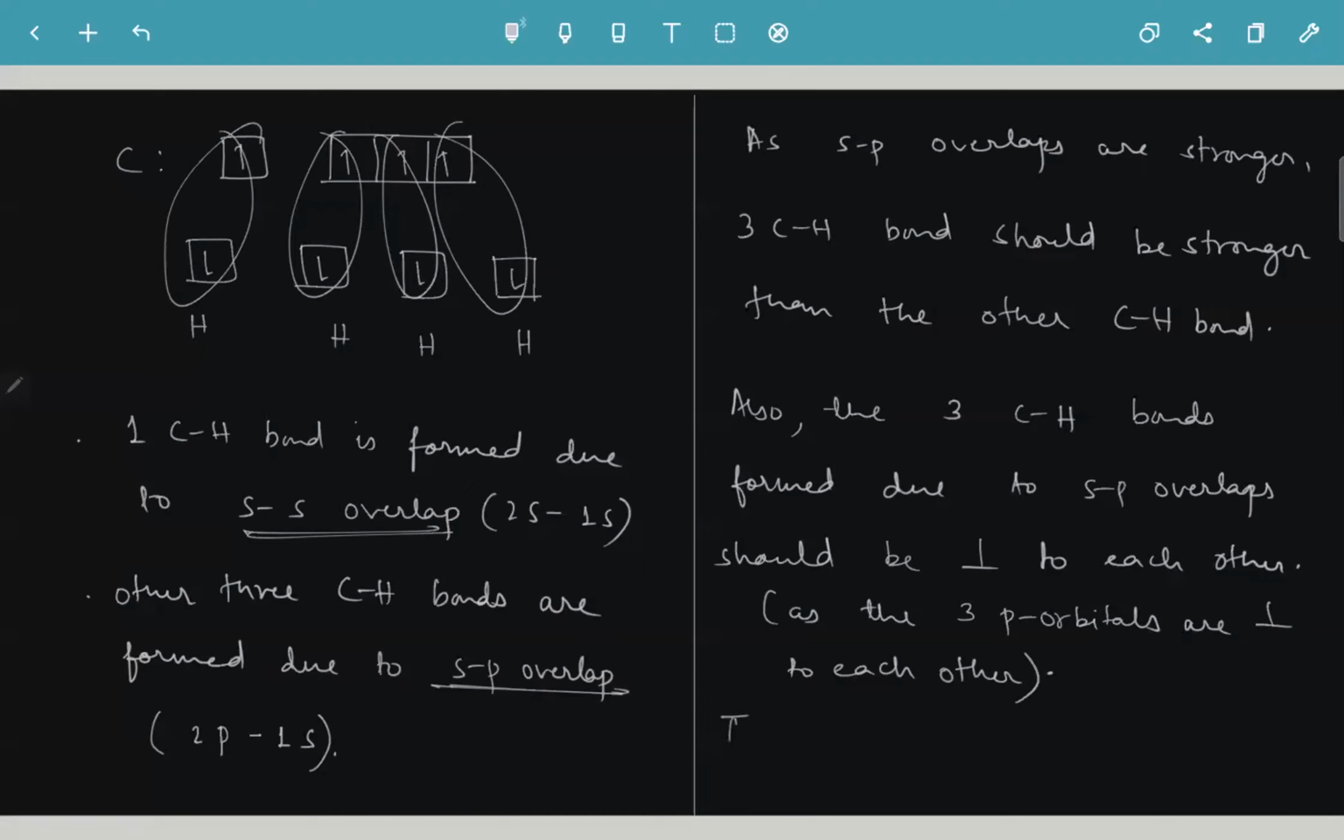We'll write this point. These contradict the experimental observations about the CH4 molecule. I'll write this point on the next page.